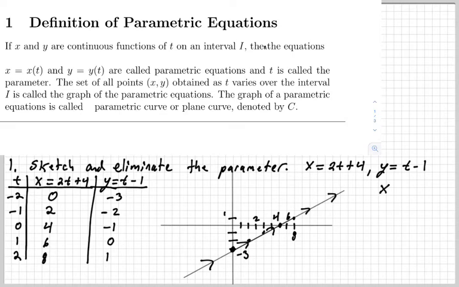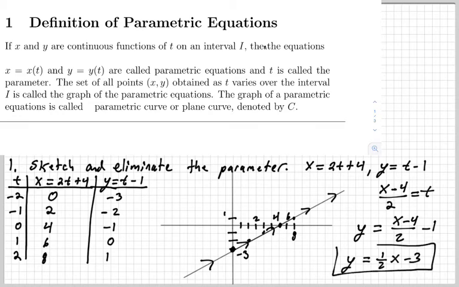Now if we want to eliminate the parameter, we need to solve one of the equations for t. I'm going to solve x equals 2t plus 4 for t. So I'm going to subtract 4 and divide by 2, and that's equal to t. Now I'm going to substitute that into y equals t minus 1 for the t. So y is equal to (x minus 4) over 2, minus 1, or y equals 1/2 x minus 3. And that's just an equation of a line with a y-intercept of negative 3 and a slope of 1/2, which seems pretty consistent with our picture there.